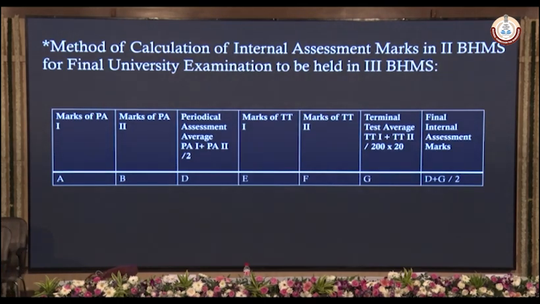So how you will calculate marks in third year? So in third year, PA 1, PA 2, that is A and D, marks of PA 2, marks of TT 1. So you have to make an average. So this is the calculation D plus G divided by 2. Now this assessment you have to keep in your record, because at third year when you are arranging the marks, that time this will be required, and this documentation is required. You have to keep a record of this.